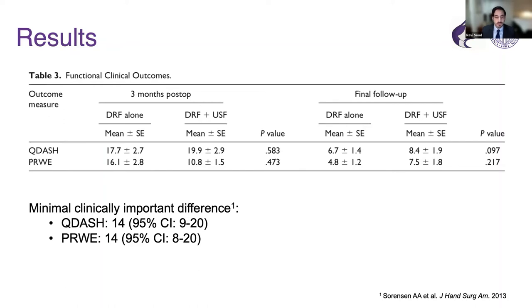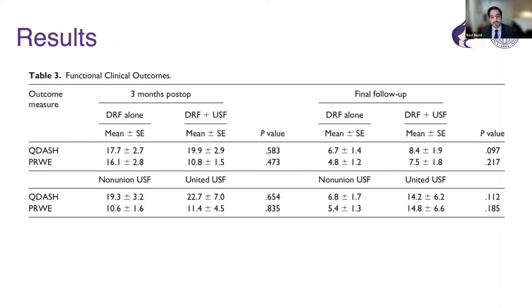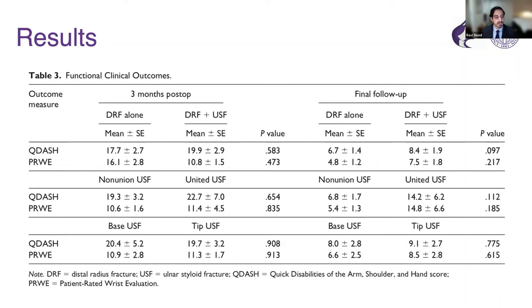And they also broke it down by whether or not there was evidence of union of the ulnar styloid at the last follow-up. And again, no statistically significant difference, perhaps a trend towards slightly improved outcomes in the group with the united ulnar styloid fracture, on average about 7 points, but again, not statistically significant and not close to the minimal clinically important difference. And then last, they broke it down by location of the ulnar styloid fracture, and again, saw really no evidence of any difference.